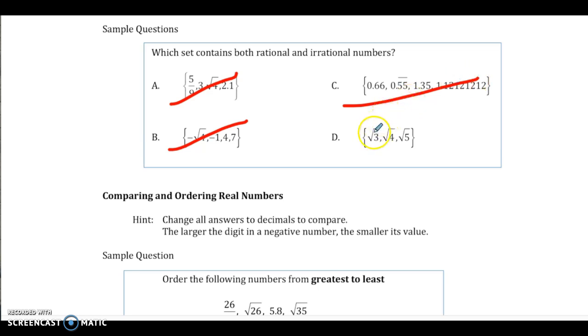So if we look at D, we've got the square root of 4 is a rational number. The square root of 4 is 2. So that is our rational number. And then the square root of 3 and 5 are our irrational numbers.